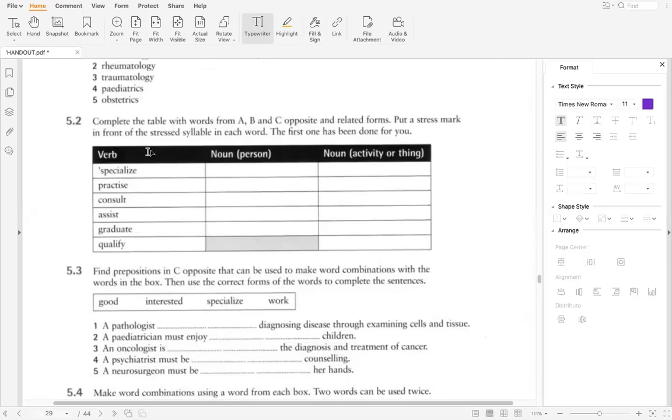All right. Let's move to the next exercise. Complete the table with words from A, B, and C, opposite and related forms. Put a stress mark in front of the stressed syllable. You remember we said that one of the famous examples about stress is the difference between the word comment and comment. Comment is the verb and comment is the noun.